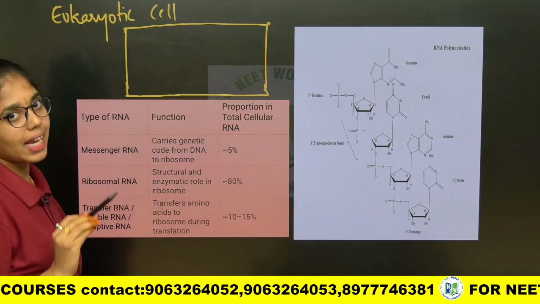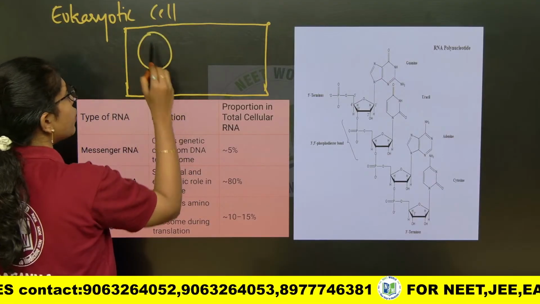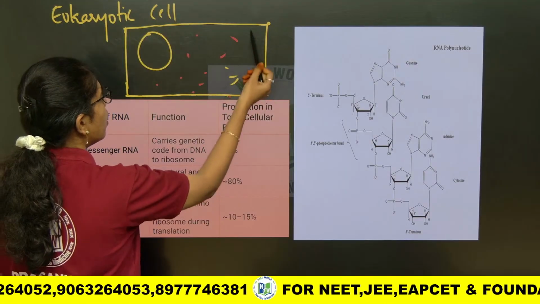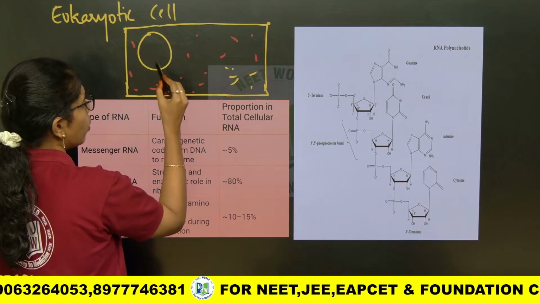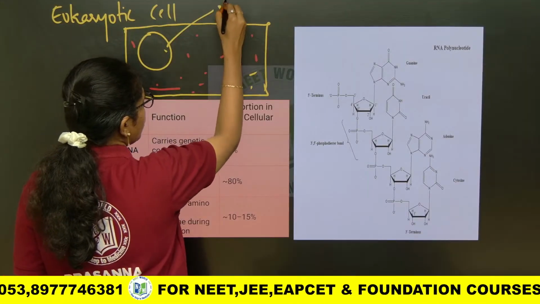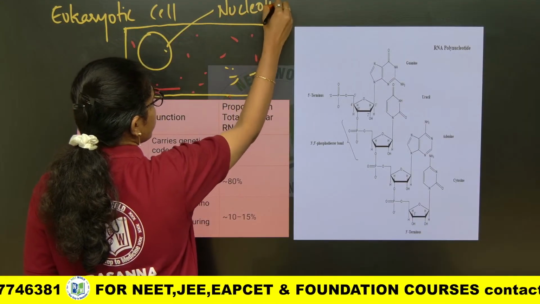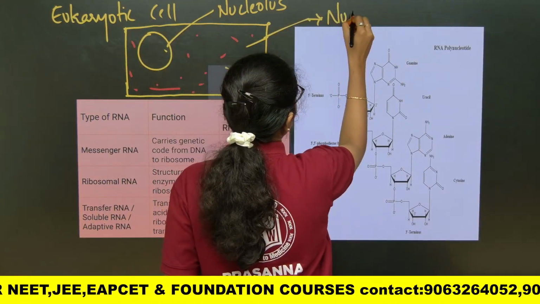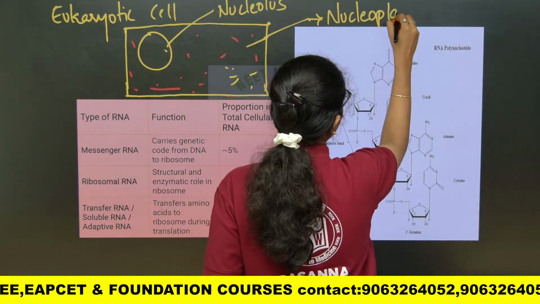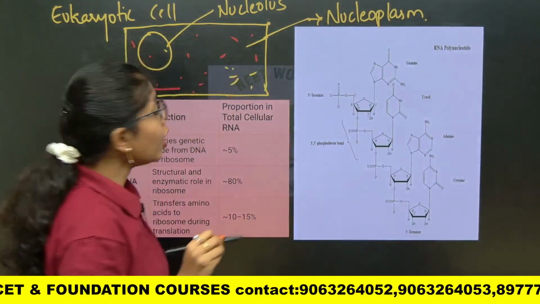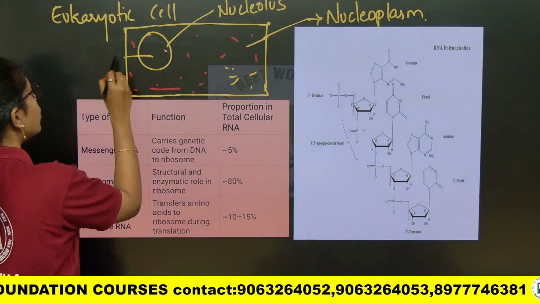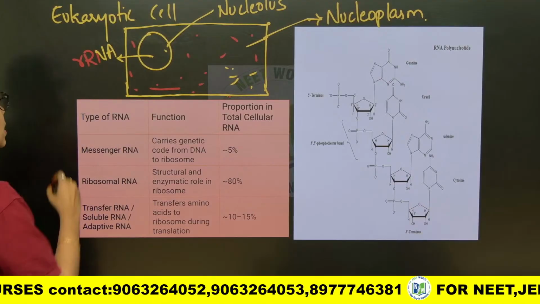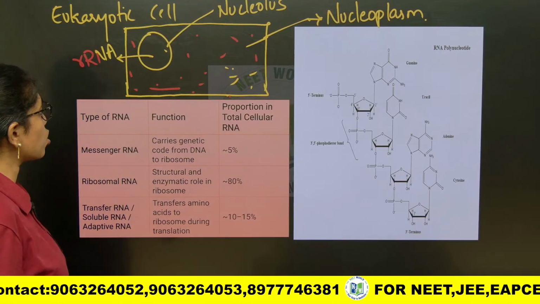Where are they synthesized actually? If you consider this as a nucleus, and this is what? Nucleoplasm, and this is nucleolus, and this is nucleoplasm. So in a nucleolus, what is synthesized? In nucleolus, rRNA is being synthesized. How is rRNA synthesized? By polymerases. I will tell you about the polymerases also.